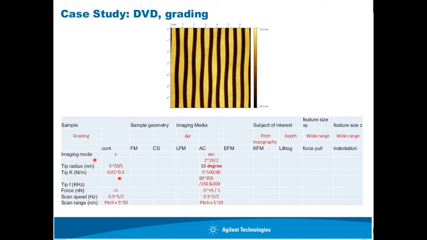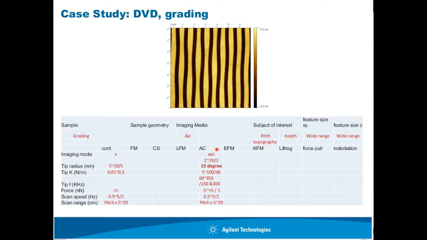Spring constant works with a wide range, and force needs to be lower than 1 nanonewton. High force will blunt your tip. Scan speed and scan range: here I do not put a number, as I would say pitch times 5 to 20. If the pitch, the distance between this line and this line, is 1 micron, you need to scan 5 to 20 microns to get a very nice image. Pitch is the periodicity, the distance between this line and this line.